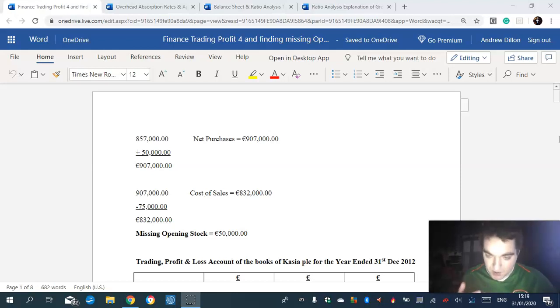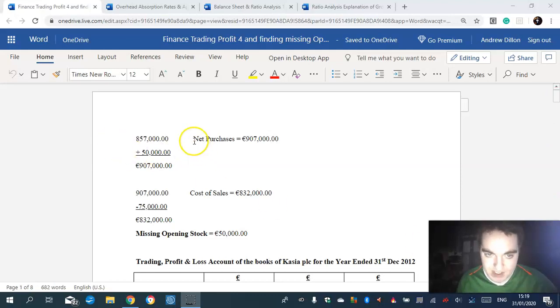But what I'm doing is not a major finance module. It's only a level 6 finance module. So the first document is called Finance Trading Profit and finding missing opening costs. I have to find missing opening costs in my exercise that were missing from the trading profit table, so I have to find the answers myself. Now I'm going to read through the document.